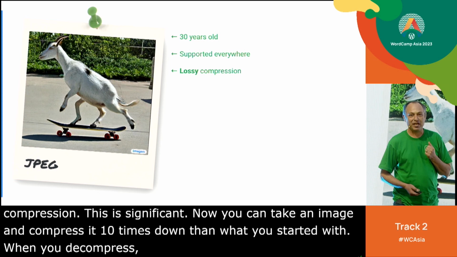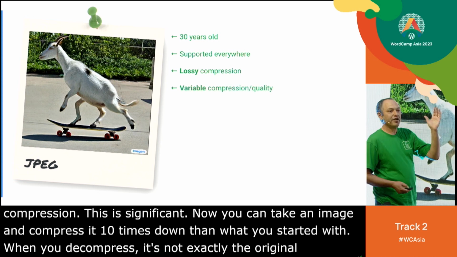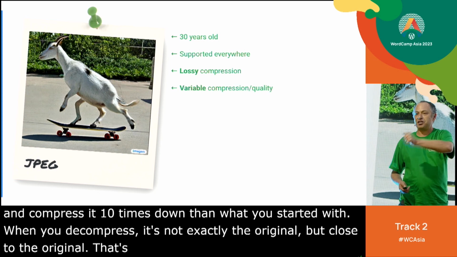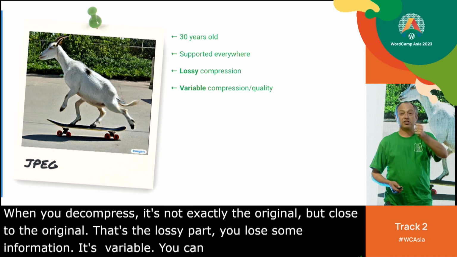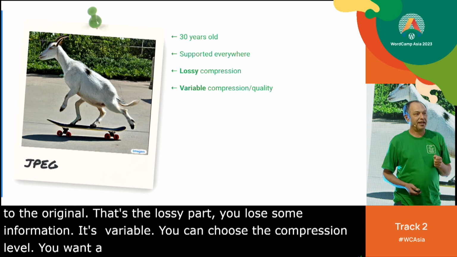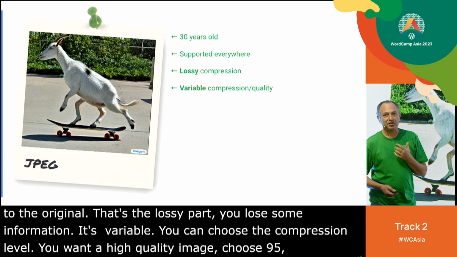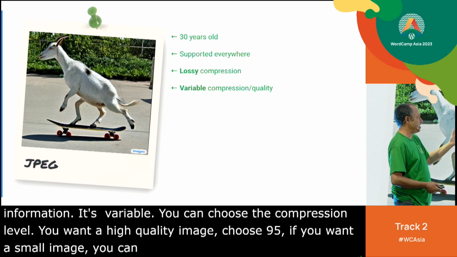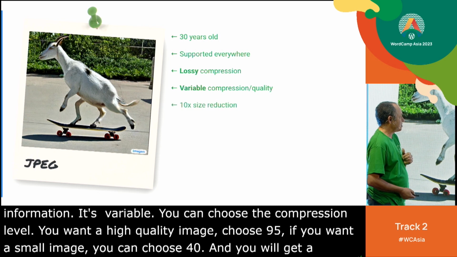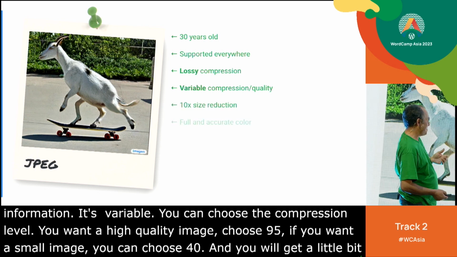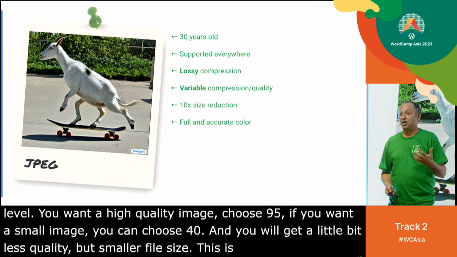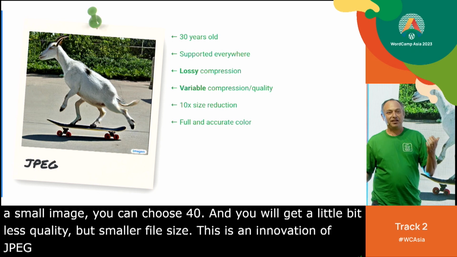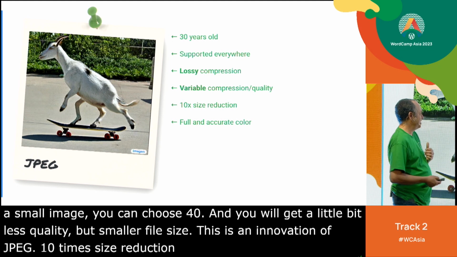You lose some information. It's also variable, right? You can choose what compression level you want. You want a really high quality image, you choose 95. If you want a small image, you can choose 40. And you'll get a little bit less quality, but much smaller file size. So this is an innovation of JPEG. It also offered up to 10 times size reduction, like I mentioned, and also full and accurate color. So unlike GIF, now you had color profiles and full 24-bit color.